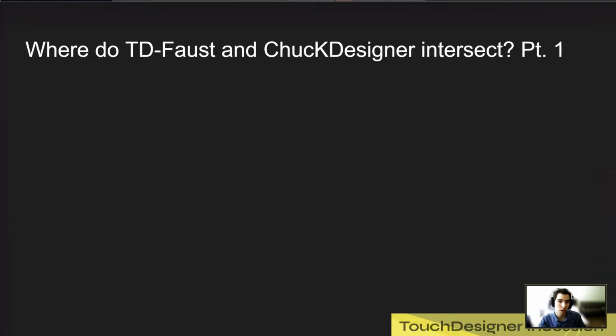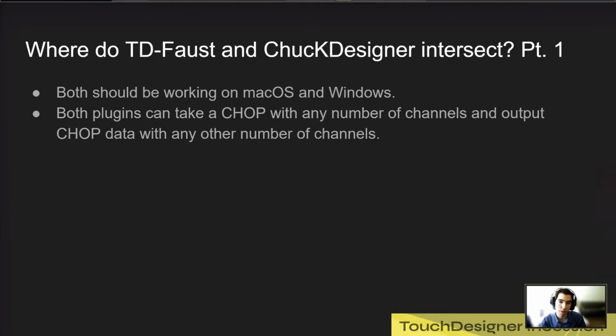Next, there's the question of where do the plugins intersect? Where do the actual plugins have commonality? Both should be working on macOS and Windows, especially the non-experimental versions of these plugins. Both plugins can take a CHOP with any number of channels and output CHOP data with any number of channels. So it's really up to you, the user, to say, I'm going to write my code in a certain way to expect this number of inputs and this number of outputs, and it will do that for you for both kinds of plugins. Both plugins support user-defined sample rates like 44,100 hertz or 48,000 hertz.